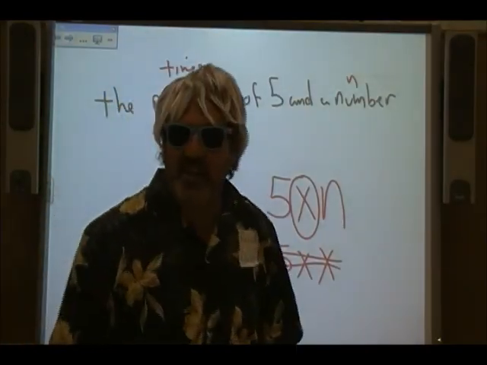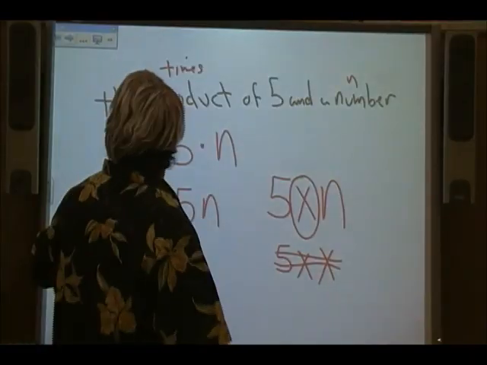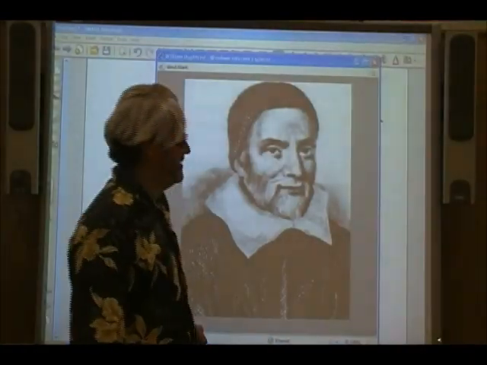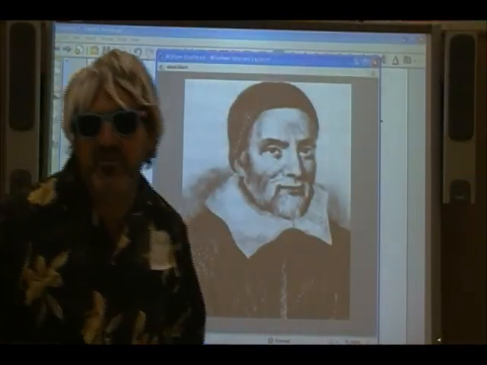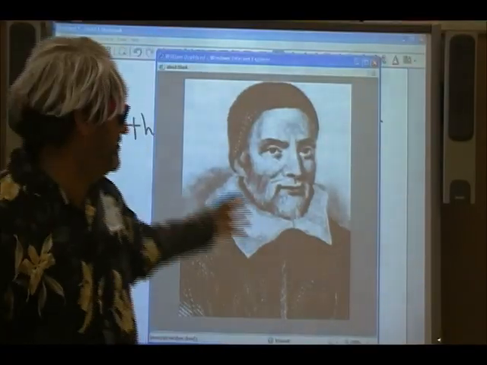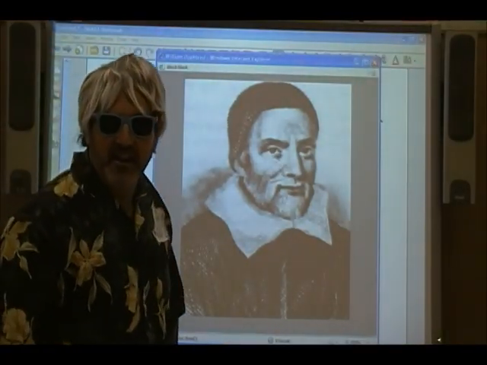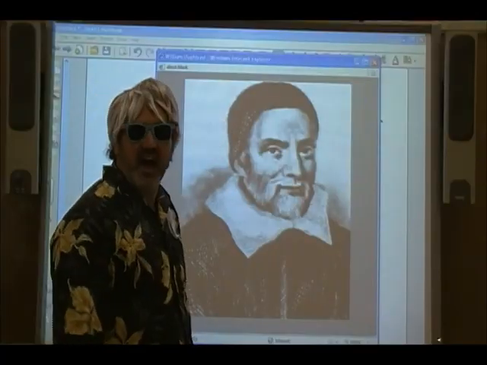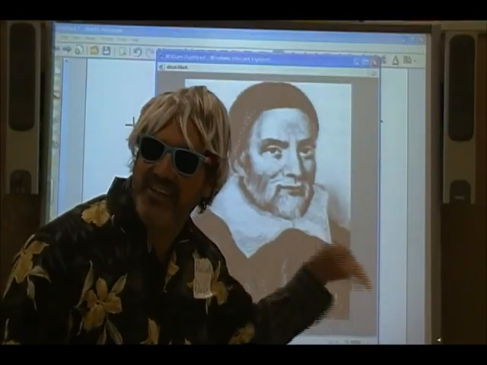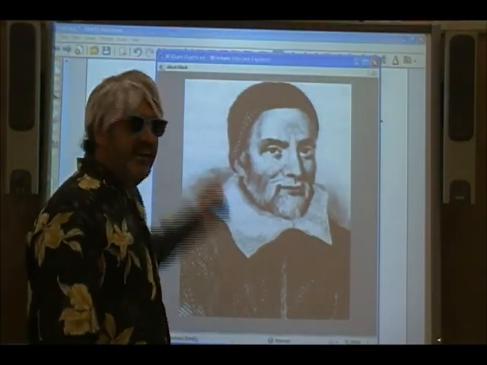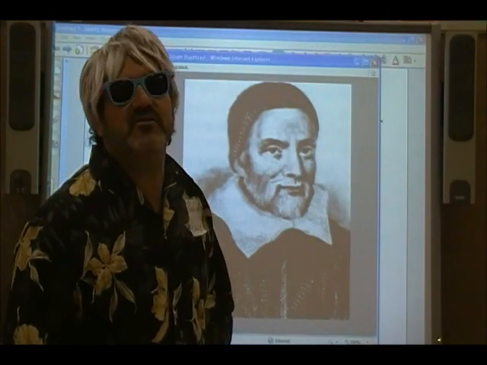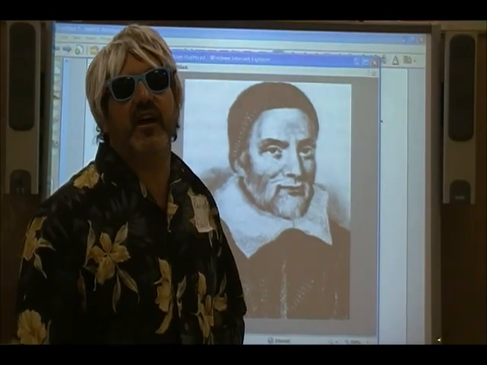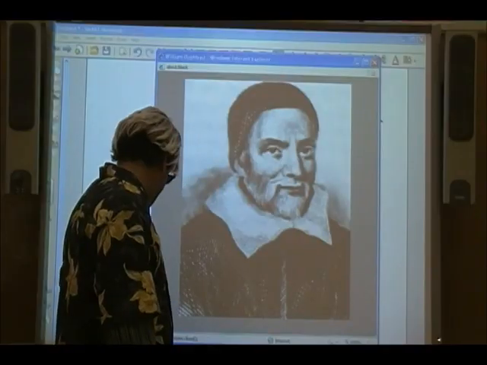This, by the way, the x symbol was invented by my good friend. There he is, William Algebraic, a very genius man. And as you can see by his hat, he was also gangster. He invented the multiplication symbol. Do not use it for algebra, please.